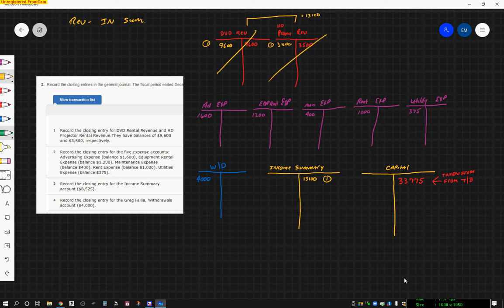Expense accounts. We have how many? 1, 2, 3, 4, 5. 5 different expense accounts. It's a compound transaction. And the total for all of the expenses is going to be, to make sure I get this correct here, $4,575. You can take a moment. 1,600, 1,200, 400, 1,000, 375. Now these are all part of the second closing. These are going to be all of your credits. The sum total, which is going to be your debit, that's going to go over here.